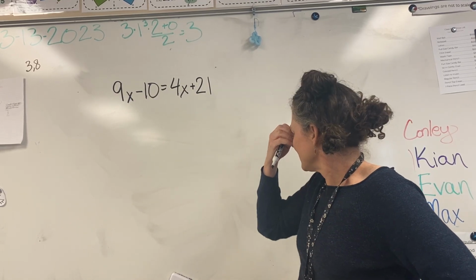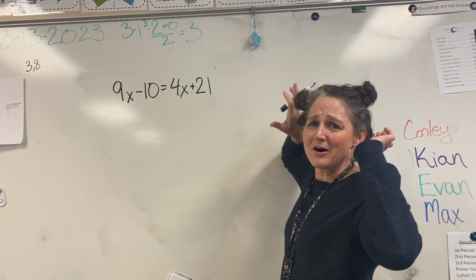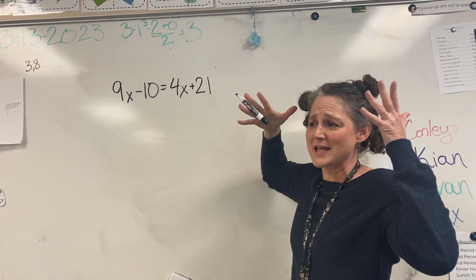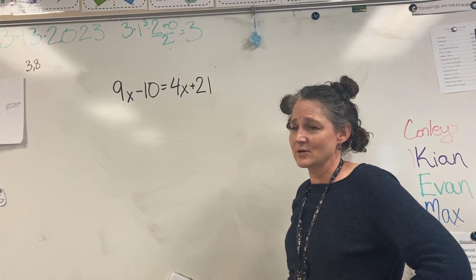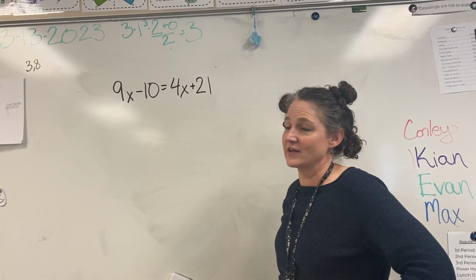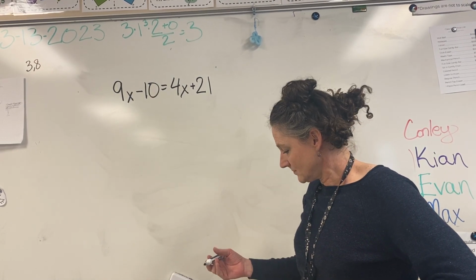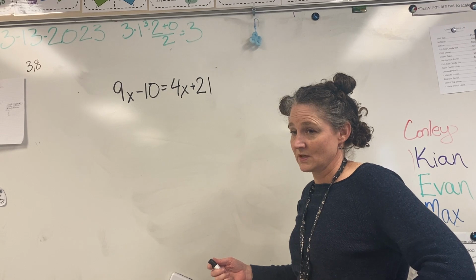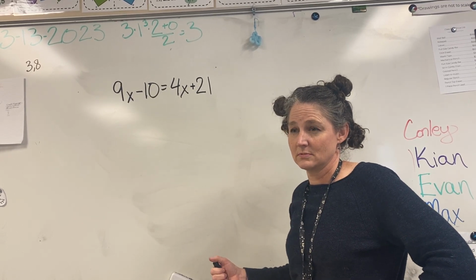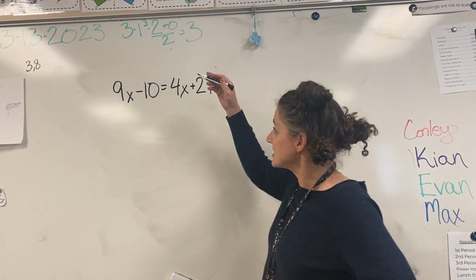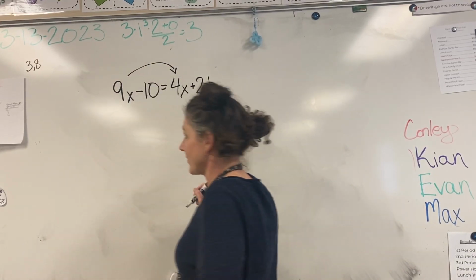Okay. Well, I have x's and numbers all over the place. How do I do this? What do you guys think? Subtract 9x from 9x, and then subtract 9x from 4x. Okay, that's an option. Why did you want to do that? To get rid of the 9x. Good. So she is saying she wants to get this 9x over with the 4x, right?